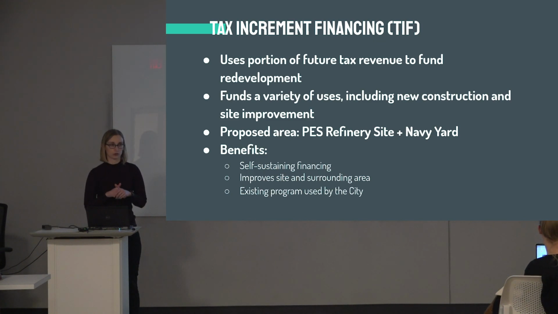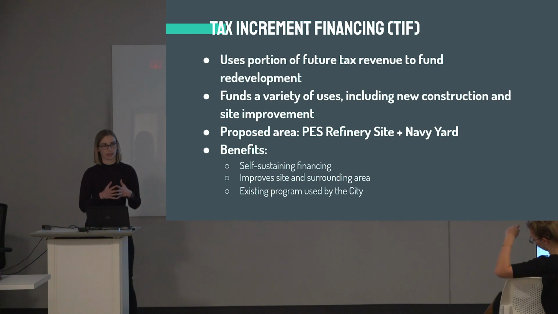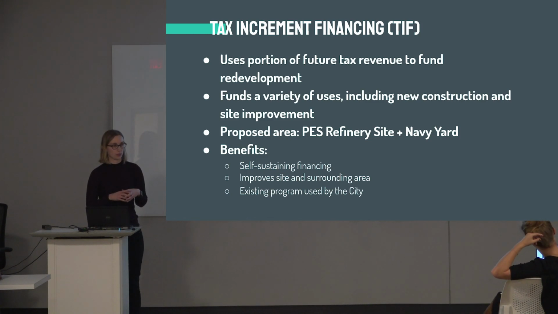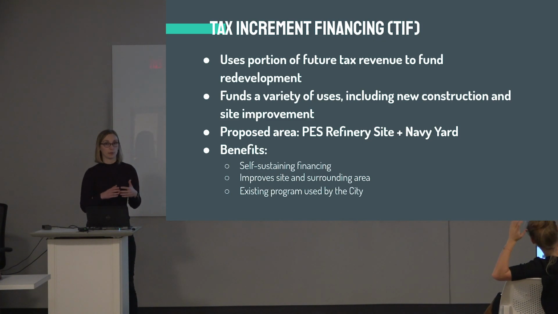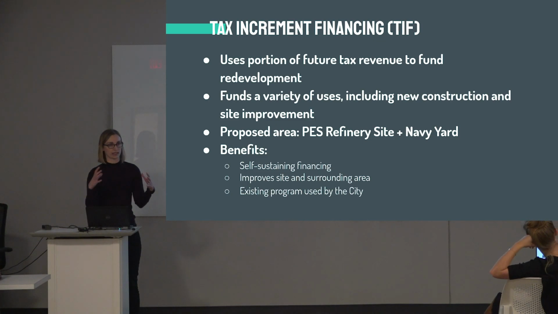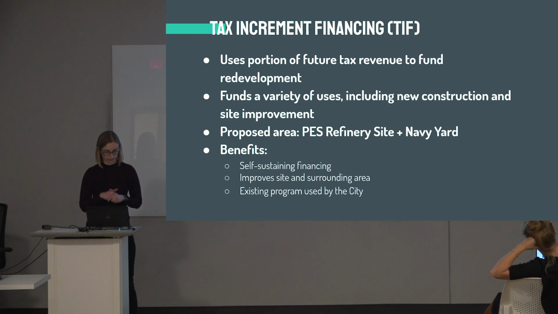In our proposal for this alternative, we're proposing that the TIF district include the PES refinery site and also extend southward to include the Navy Yard. Because TIF districts aren't limited to including the area that they're providing financing for, you can extend the district to capture more tax dollars, resulting in higher revenues that can fund the redevelopment.